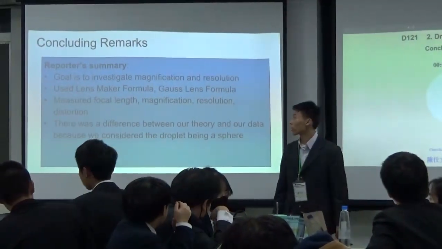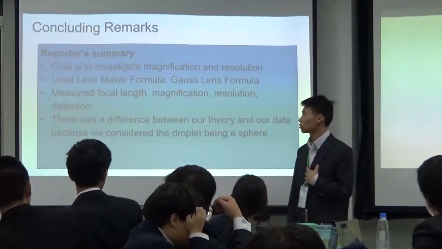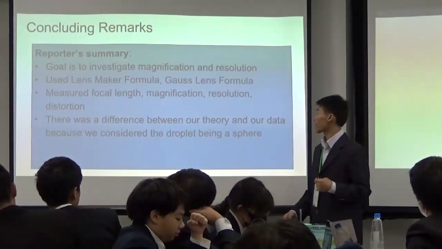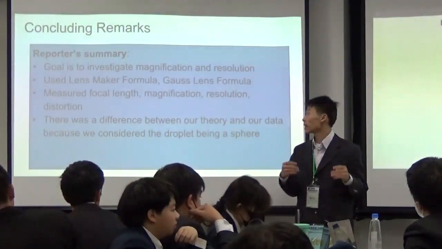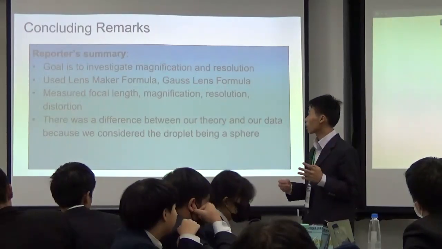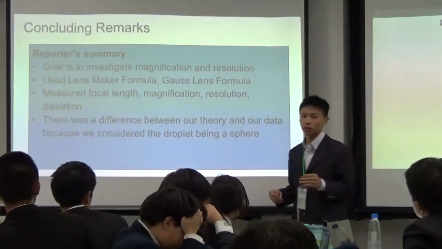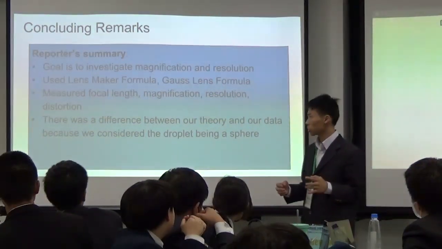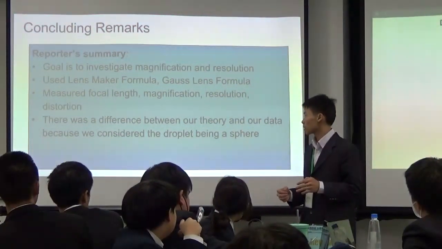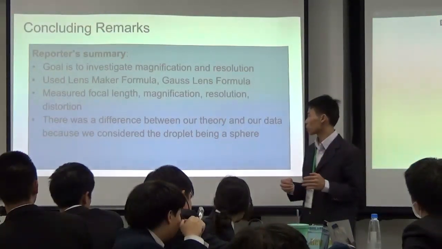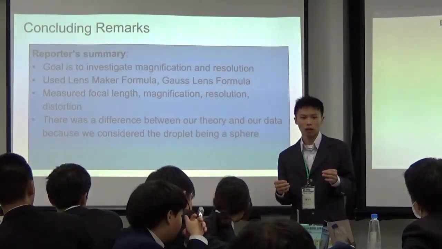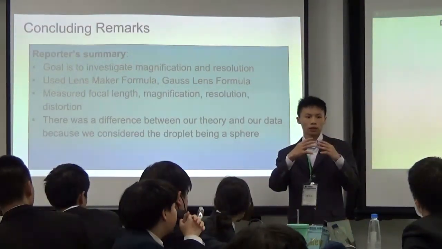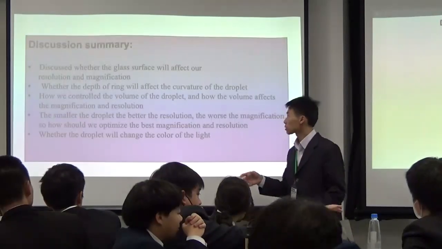So first is our concluding remarks, our reporter summary. Our goal is to investigate the magnification and the resolution of the droplet lens, and we use the lens maker formula and the thin lens formula to calculate it. And we measure the focal length, magnification, resolution, and distortion. There was a difference between our theory and our data because we consider the droplet to be a sphere. But when the droplet becomes bigger, it won't actually be a sphere.